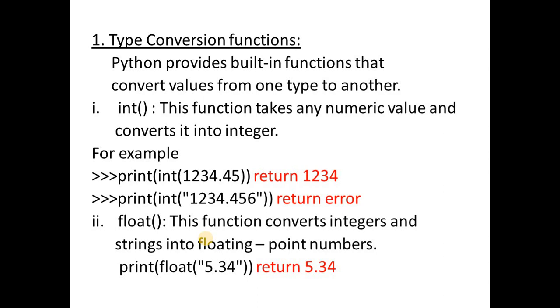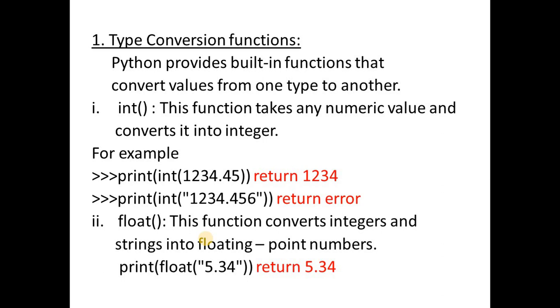First one is type conversion functions. A type conversion function is where you convert the data type of one variable to another. For example, the first one is int. This function simply converts a numerical value into an integer. Means if it is a float, it returns you the integer. But if you pass the argument as a string, it will return an error.